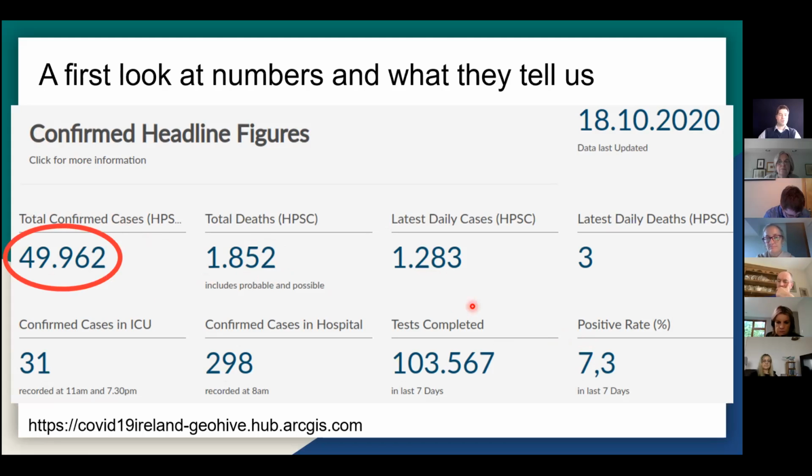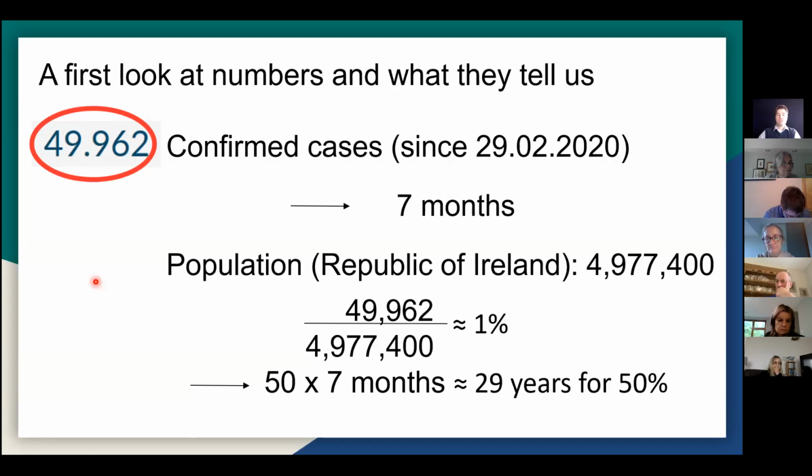Looking at the total number of confirmed cases, for example, it just happens to be short of 50,000. If you take a look at where it all started back in early March or very late in February, you take that number of 49-something thousand confirmed cases. It took us about 7 months to get to that number. Now, the population of the Republic of Ireland is around 4.9 million, or around 5 million. Just take the fraction of those two, and you see it's almost exactly 1%.